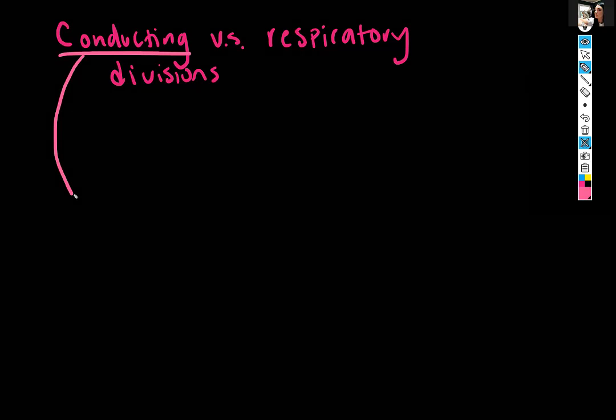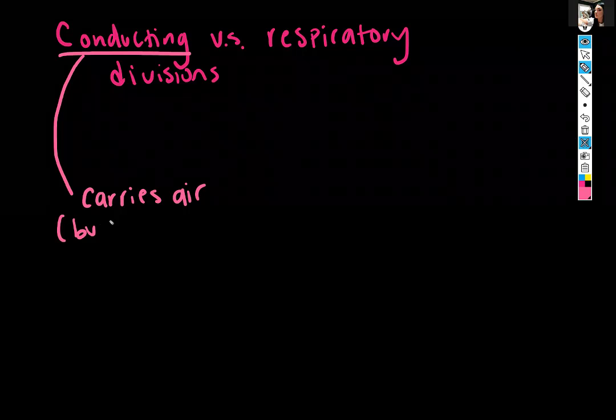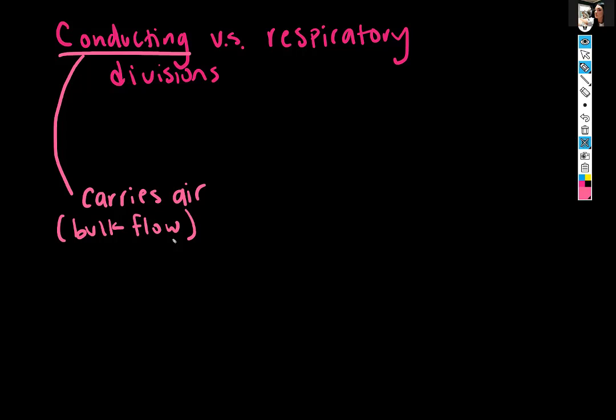So to start out, let's actually just define these two things, and then I'll start to do some drawing. So conducting division carries air in bulk flow, and I'll explain what I mean by that in a minute. What I mean when I say that is the same way as air would move through the duct system in a building. So it's moving in a mass through an enclosed tube-like space.